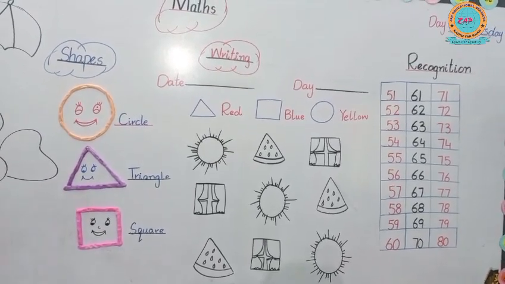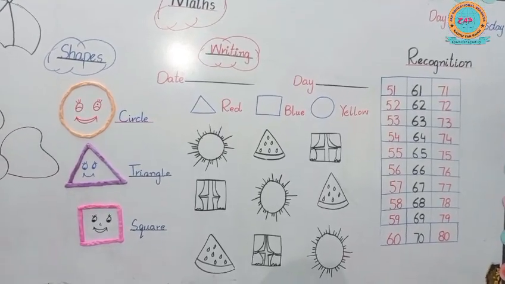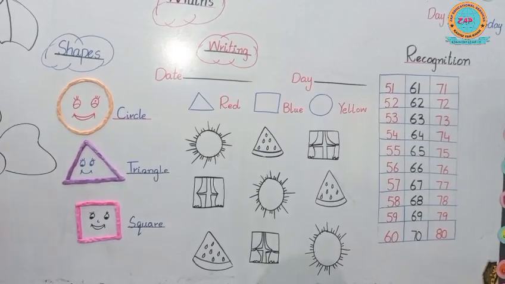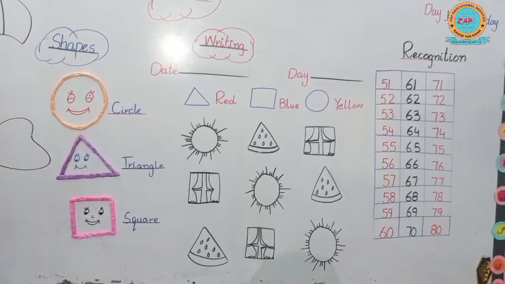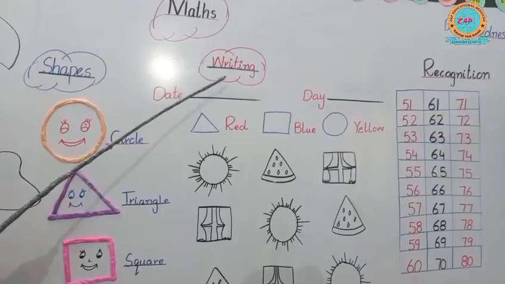Square and circle. Square and circle. Triangle. Triangle. Rectangle and oval. Rectangle and oval. Heart and star.